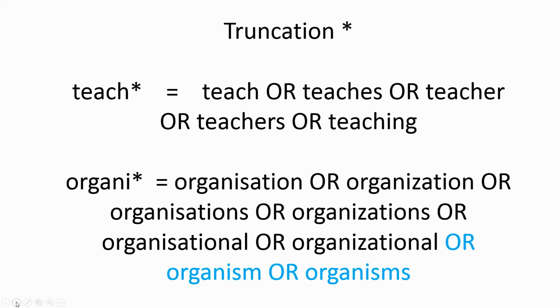All databases, including Google Scholar and Google, use the truncation facility. However, Web of Science is the only database that uses both left-hand and right-hand truncation. And you can use the asterisk at both the start and the end of the stem of a word to get variant terms within your search results.